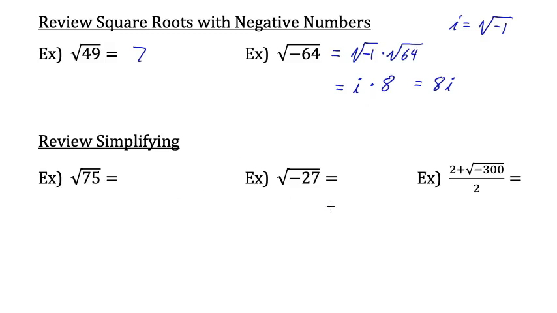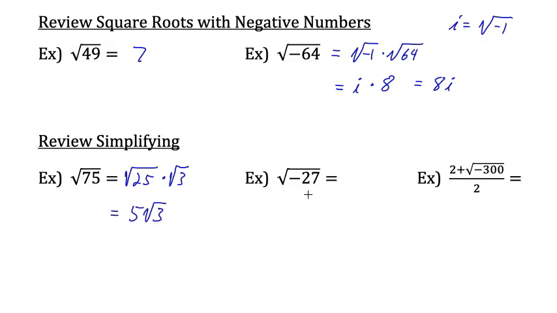All right, let's simplify some square roots. When we simplify with square roots, we're trying to think of a number that is a factor of the number underneath the square root sign. And we want that number to be a perfect square. So for instance, with the square root of 75, we can break that down into the square root of 25 times the square root of 3. And this is helpful because the square root of 25 is equal to a plain old 5. So the square root of 75 equals 5 times the square root of 3.